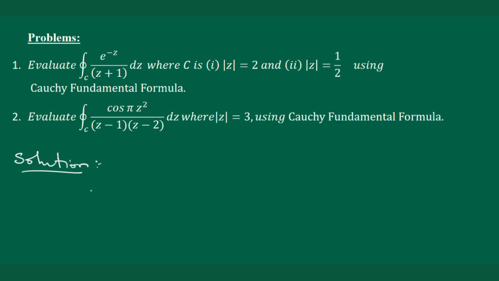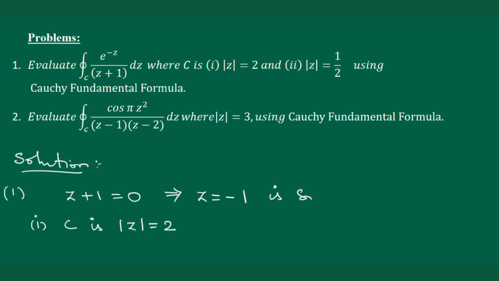So here first we have to identify the singular point for the first question. We have to equate the denominator to 0. The denominator of the given equation is z plus 1, which is equal to 0, gives you z equal to minus 1. So here z equal to minus 1 is the singular point. Under this first subdivision we are considering C as the curve modulus of z equal to 2. Now we have to check whether this singular point z equal to minus 1 lies inside the curve modulus of z equal to 2 or not.